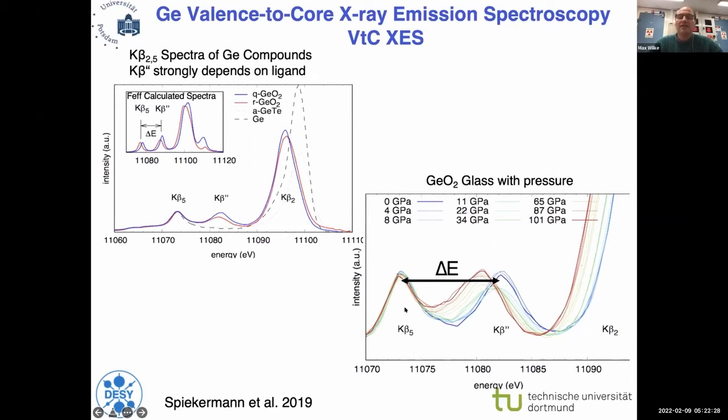And in a second step, if we now start to compress, we would see that the energy difference between the K-beta 5 line and the K-beta double prime line changes as a function of pressure, but also the intensity ratio changes. And this is due to the fact that the K-beta double prime is based on a very strong interaction of germanium orbitals with orbitals of the ligands, the oxygen orbitals. And therefore, it's very sensitive to changes in the local structure.